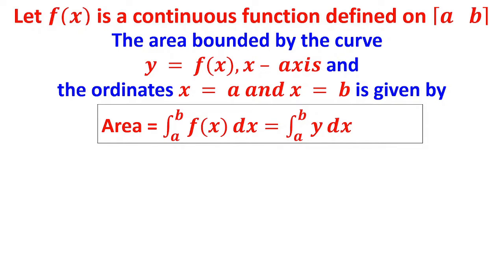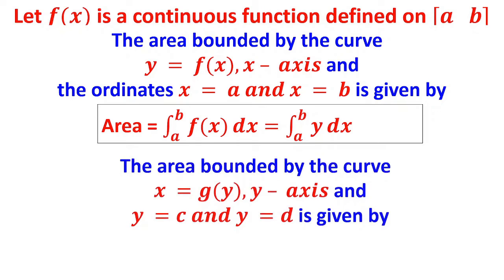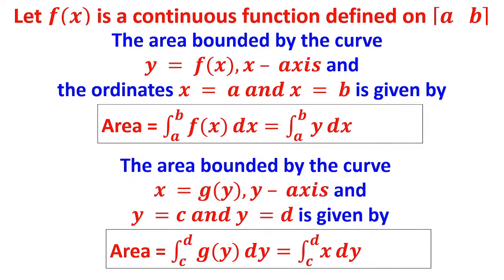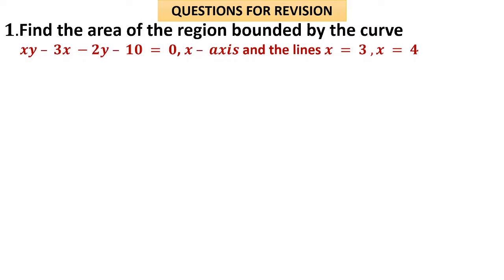Therefore, to get the area, you have to identify two things: what is y, and what are a and b. Then suppose the area bounded by the curve x equals g of y is along the y-axis, with y equals c and y equals d. The area will be the integral from c to d of x dy. You have to be a bit careful in both of them. If the x-axis is involved, it is the integral from a to b of y dx. If the y-axis is involved, it is from c to d, or whatever the range of y is, of x dy. Let us go to some problems now.